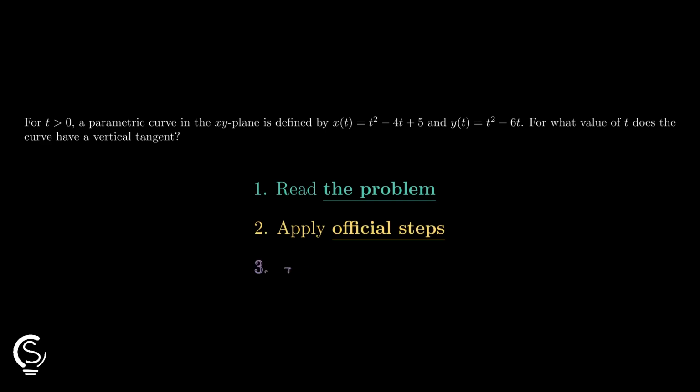I got your back. Vertical tangents on parametric curves are quick if you remember one rule. Make dx/dt 0, then verify dy/dt is not 0.